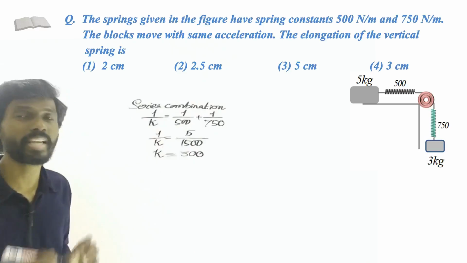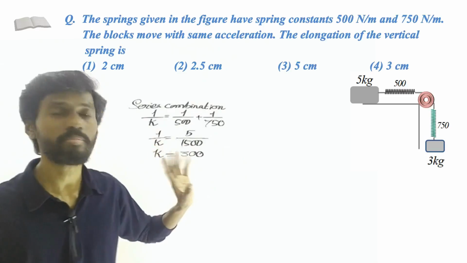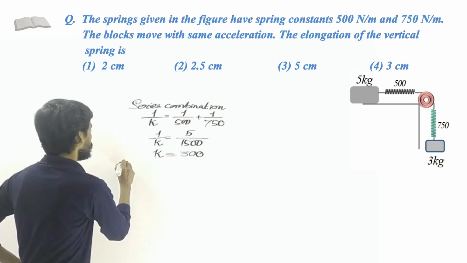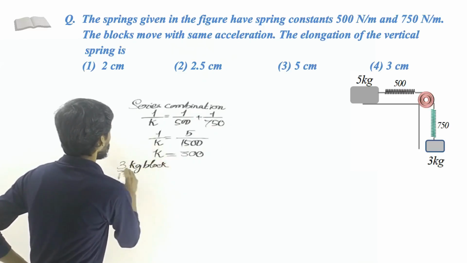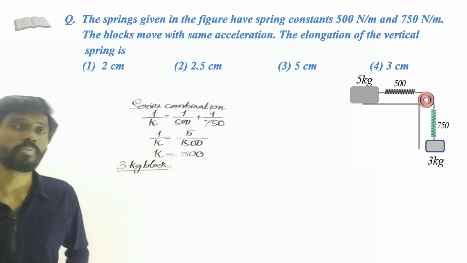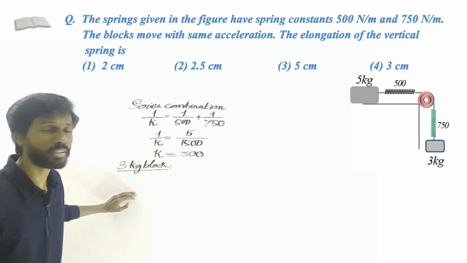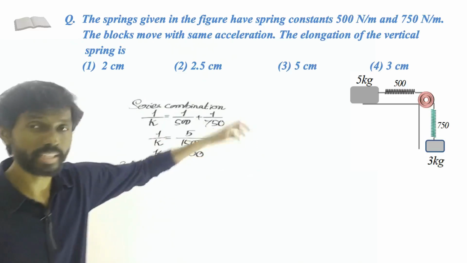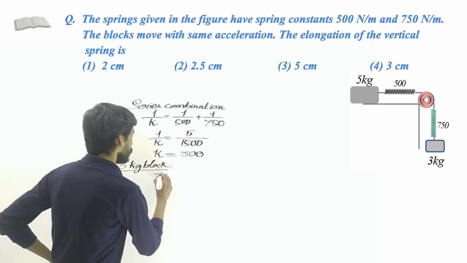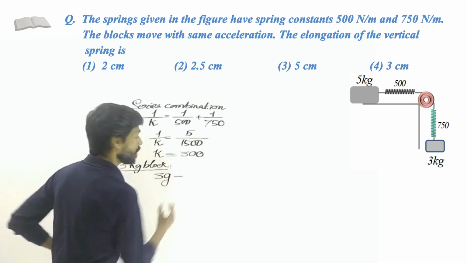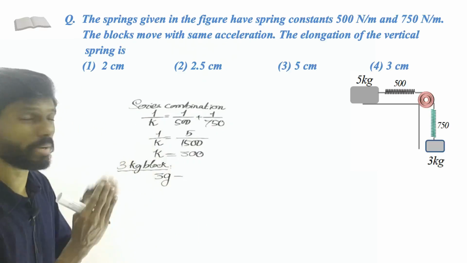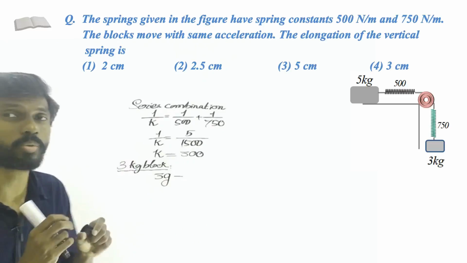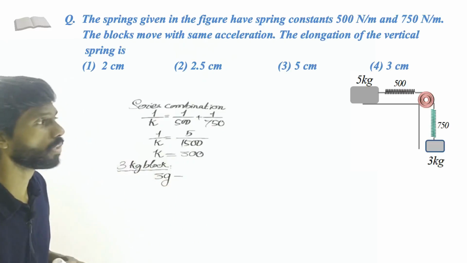Okay, now let us take one by one the 3 kilogram block. What are the forces acting on this 3 kg block? The gravitational force is acting in the vertically downward direction, so mg, that means 3g, minus the force due to the spring in the vertically upward direction. See, we have combined these two springs and made it into one spring. Now the force is only due to that spring, right? So what is the force?